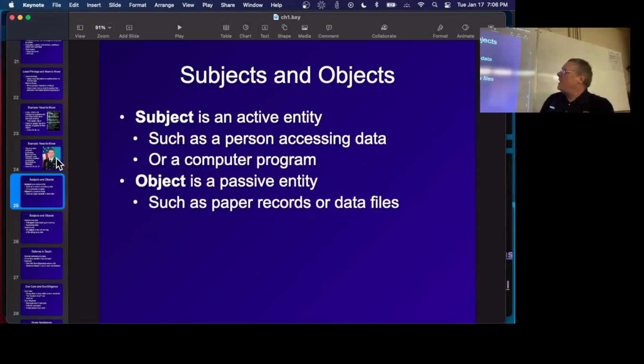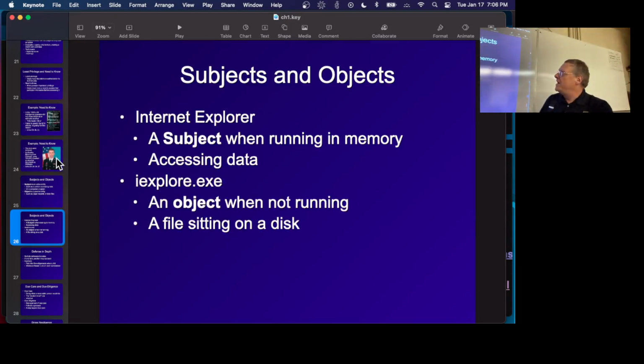All right. So a subject is an active entity that's trying to do something, like you're trying to open a file. An object is the thing you're trying to get at, like a piece of paper or something. This is the attempt to have access to something. The subject attempts to access an object, and then you consult an access control list to see whether they should be allowed to do that or not. So in Internet Explorer, for example, if you're running Internet Explorer in memory, I guess it's Edge these days, then it is a subject accessing data. But when not running, it is a file sitting on a disk, the Internet Explorer executable. And often things are not so clearly in one category or the other.